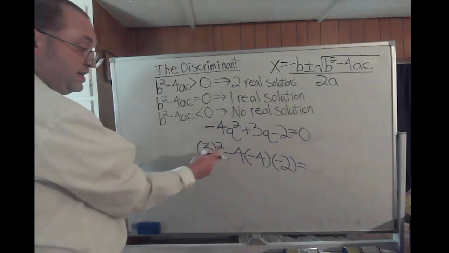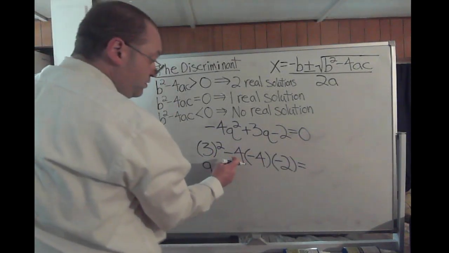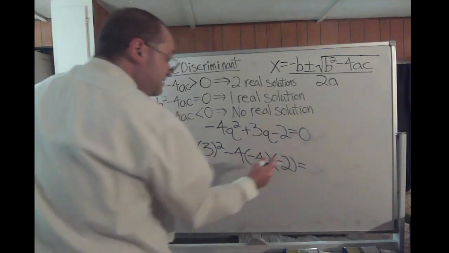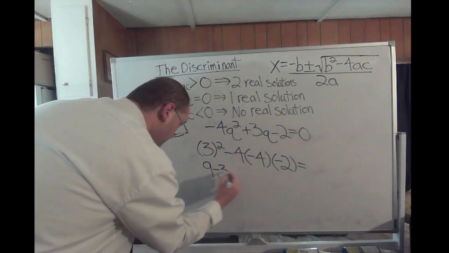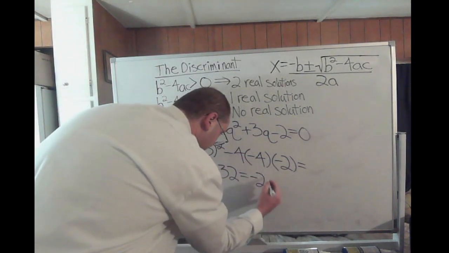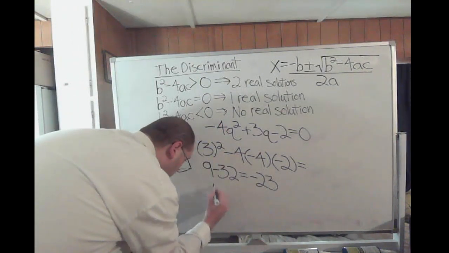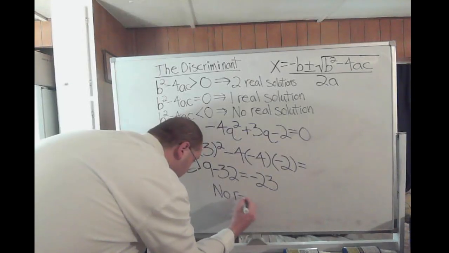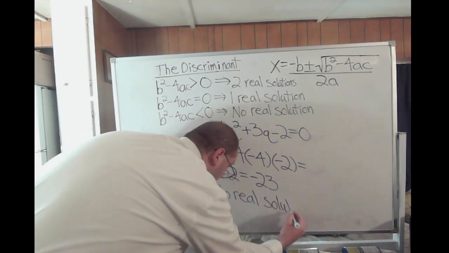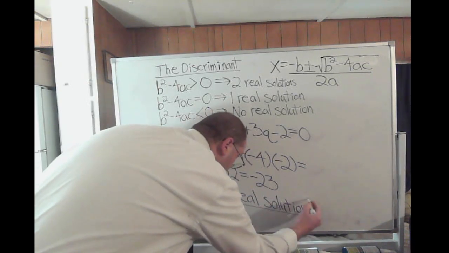Simplify this now. 3 to the second power, well, that's going to be 9. Now you have negative 4 times negative 4, well, that's positive 16, times negative 2, well, that'd be minus 32. So you have 9 minus 32, that's going to give you negative 23. And the discriminant's negative, so in other words, we have no real solution to this problem. So there is no real solution to this.